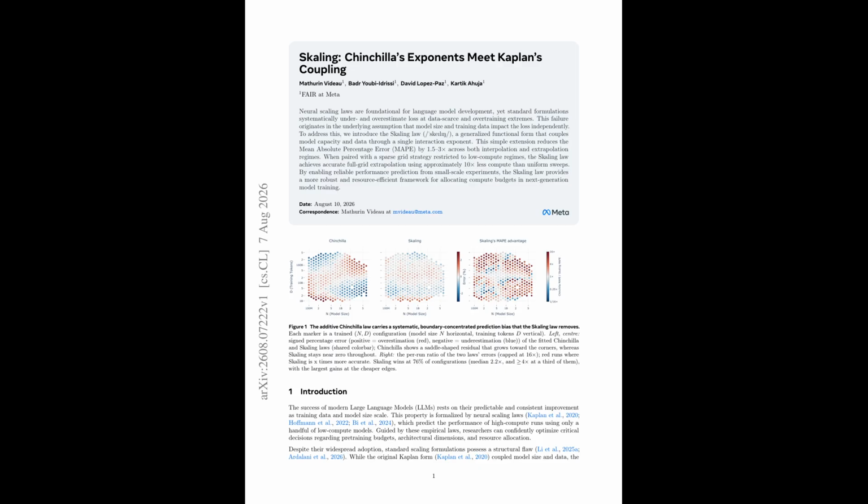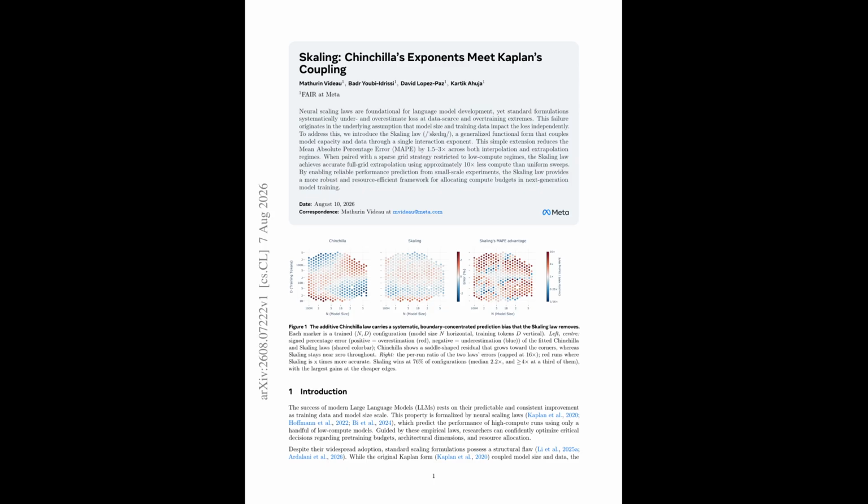On the FARSEER dataset of 404 pre-training runs and their own SK grid of 134 runs, Skaling reduces mean absolute percentage error by roughly 1.5 to 3 times compared to Chinchilla across interpolation and extrapolation regimes. The most dramatic gains appear in the far extrapolation corner, where models are simultaneously larger and trained longer than anything in the fitting set.